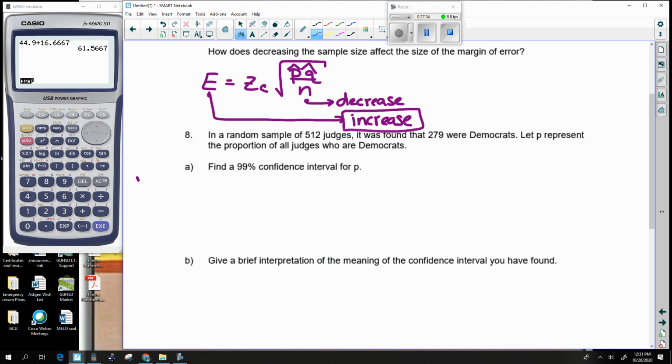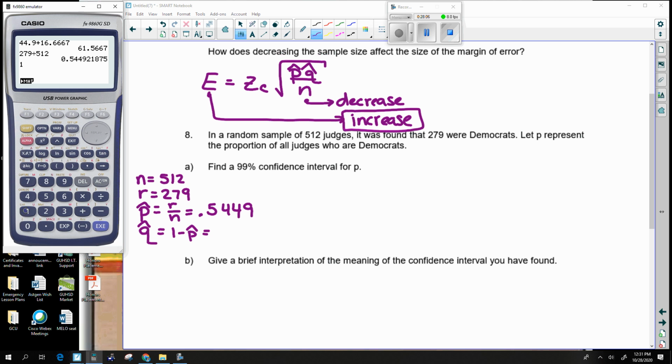Number 8, we see that a random sample of 512 judges, and we see that 279 of them were Democrats. So what that leads us to is the probability, which is R divided by N. So it's always the small divided by the big here. And so that is 0.5449. And then Q hat, which is 1 minus P hat, is 1 minus that, and that's 0.4551.